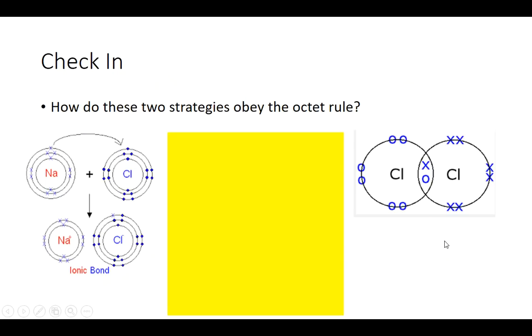So a quick check-in. These are the two strategies we've talked about in these short couple of minutes. The one on the left is where sodium and chlorine get into a fight, chlorine steals. The one on the right is where two chlorines get into a fight and they both end up having to share. On your paper, I need you at the very bottom to write down in your words, not mine, in your words, how do these two strategies help the atoms to obey the octet rule? Please pause the video and answer that now.